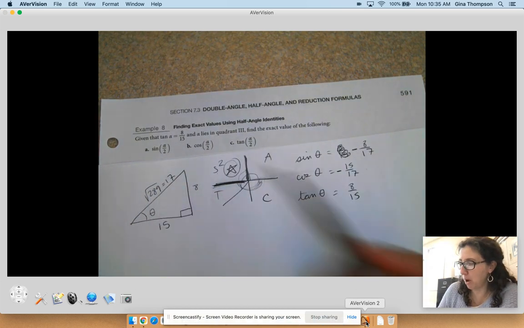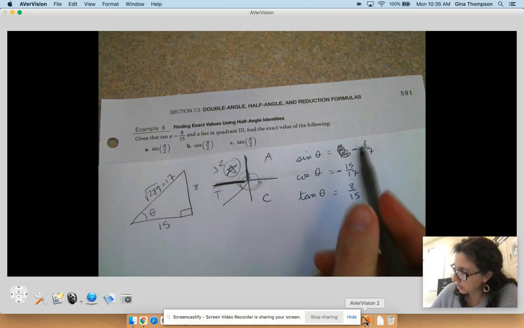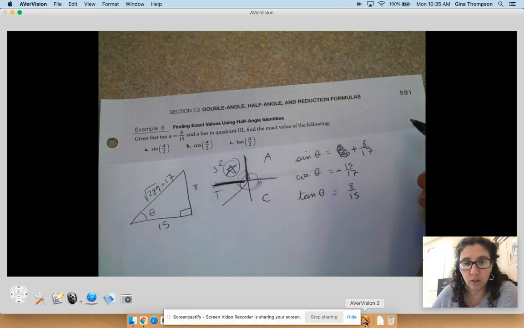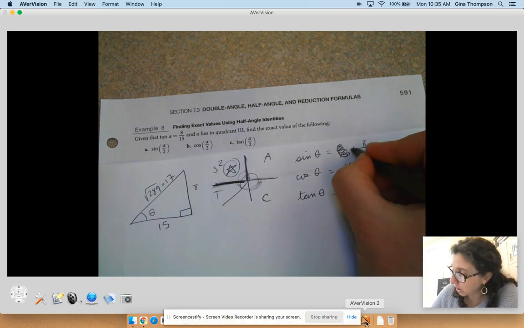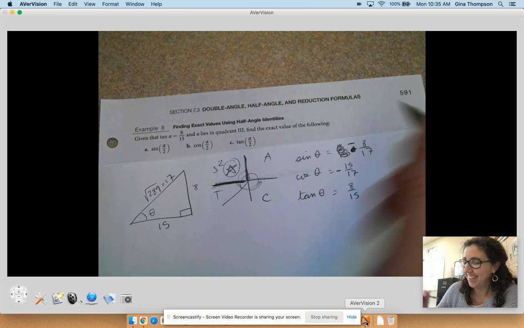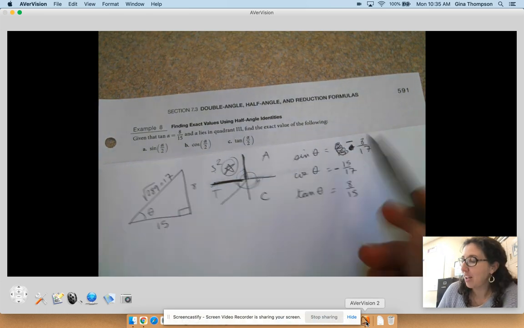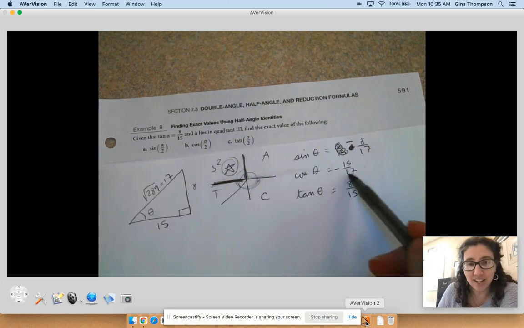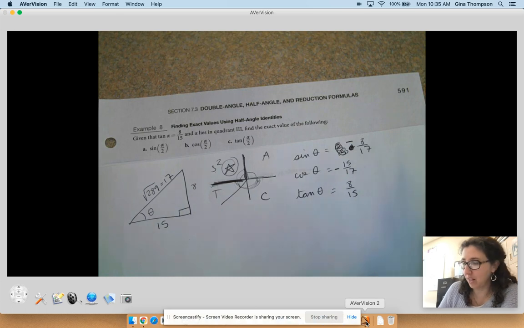All right, opposite over hypotenuse. In quadrant 2, oh no, sine is positive. What a mess, you guys. Oh, no. Our original one is in quadrant 3. In quadrant 3, sine is negative, cosine is negative, tangent is positive at long last. Okay.